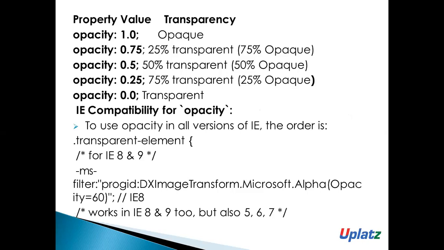So property value and transparency. If opacity is 1.0, it is opaque, and 0.75 is 25% transparent, which is like 75% opaque. 0.5 is 50% transparent, 50% opaque. 0.25 is 75% transparent and 25% opaque.